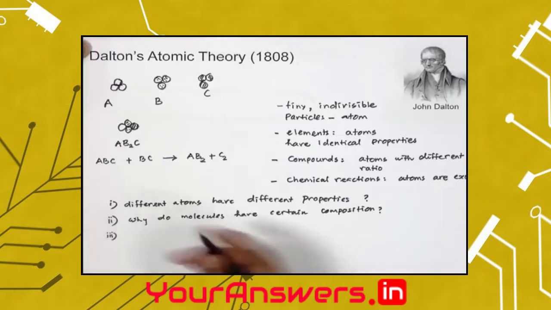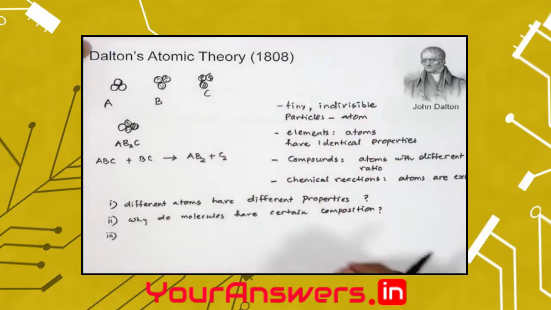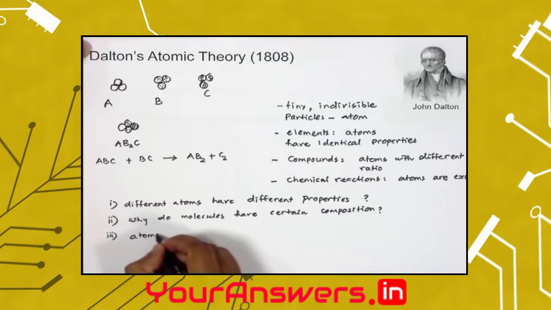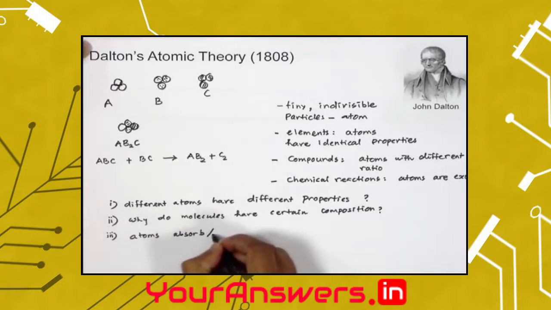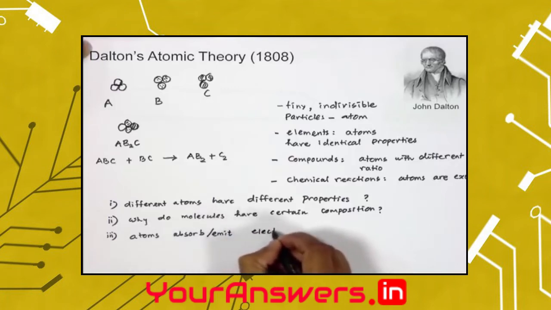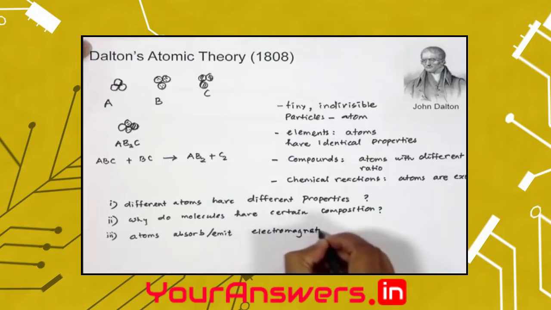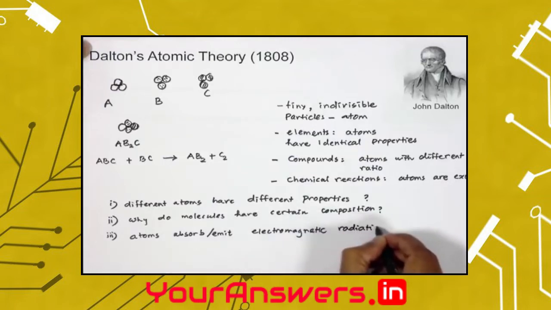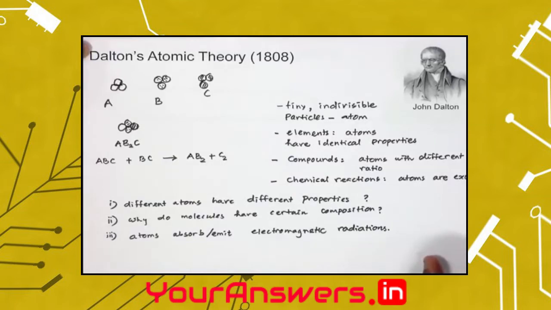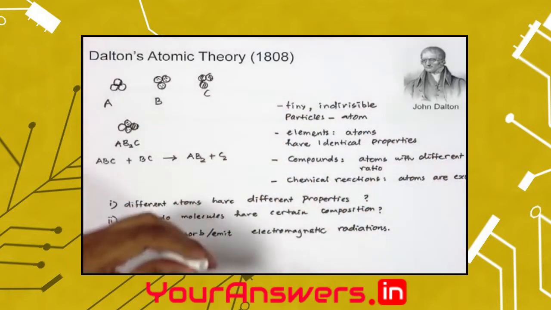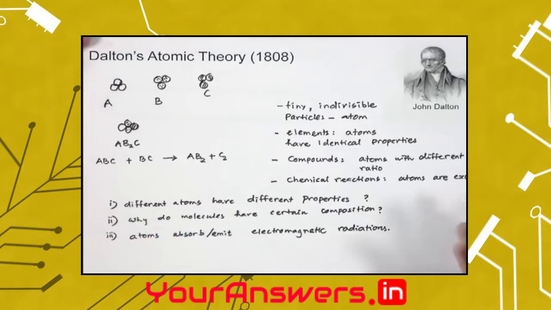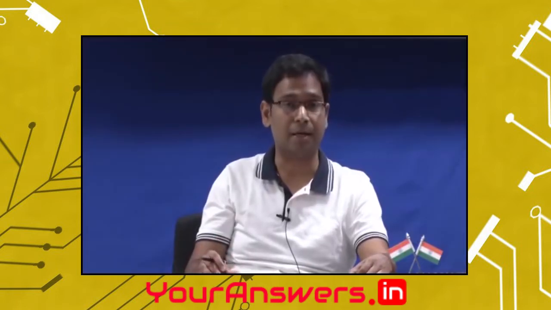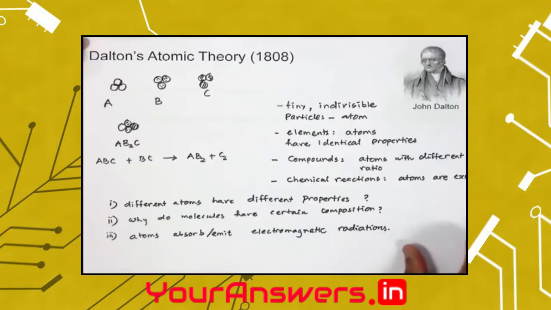Again, there were some new experiments which took place after Dalton's atomic theory was proposed, from which it was known that atoms absorb or emit electromagnetic radiations. But John Dalton's atomic theory could not explain why the atoms should absorb or emit electromagnetic radiations. Dalton's atomic theory was an interesting hypothesis which described some experimental results. However, it had many limitations.